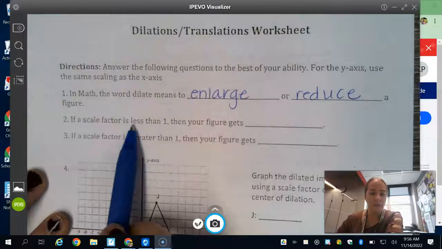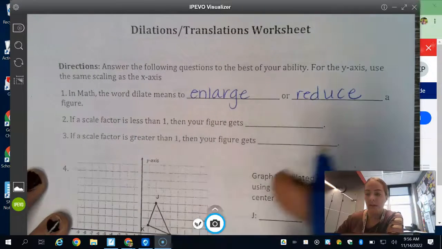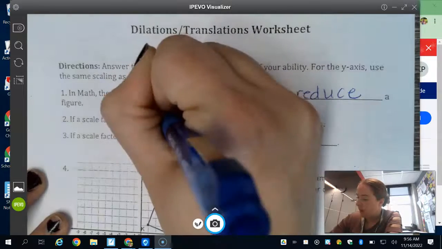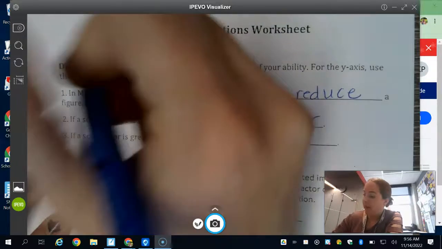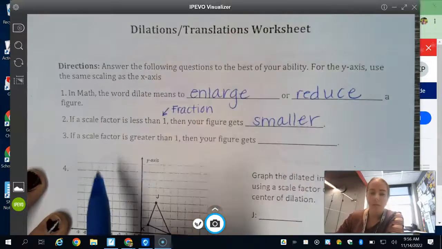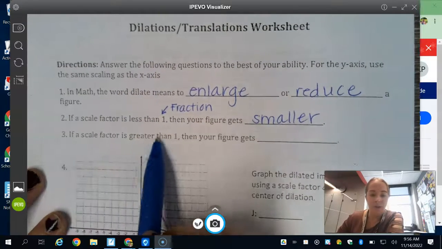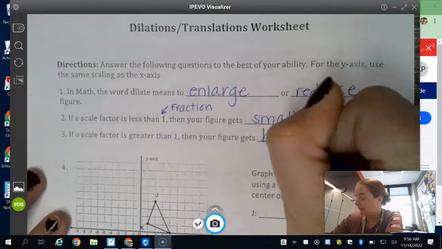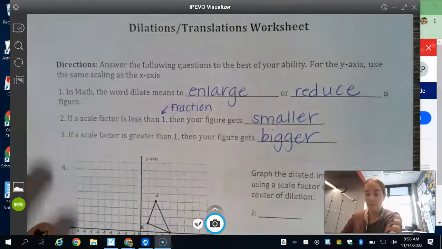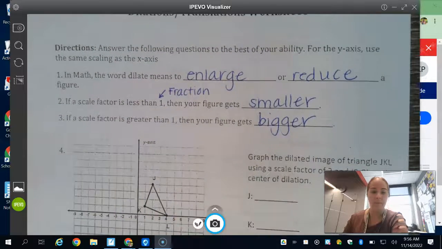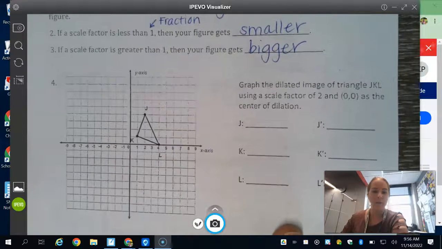If a scale factor is less than 1, then your figure gets smaller. And if it's less than 1, put a little arrow and write that usually means it's a fraction. If a scale factor is greater than 1, your figure gets bigger. Pause if I'm going too quick. Write all these in the top, and let's take a look at number 4.